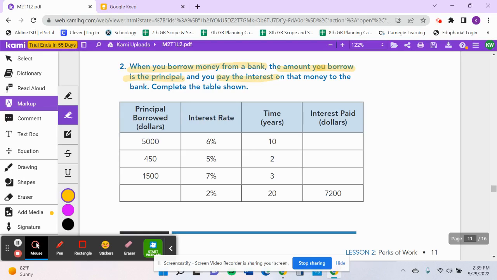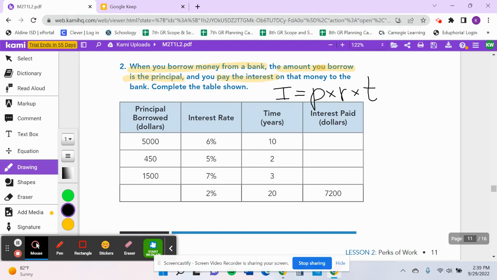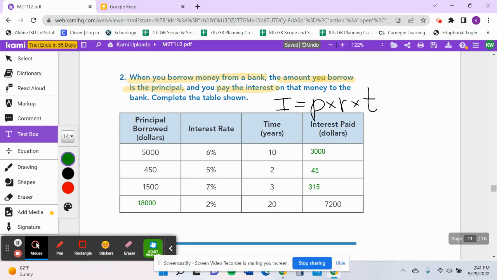So using the same formula, again, I'd write that formula every single time if I were you. Interest is equal to principal times the rate times the time. And remember, it is also on your reference sheet, so you don't have to memorize it. At this time, go ahead and pause here and complete question number 2. And here are the answers that you should have gotten.